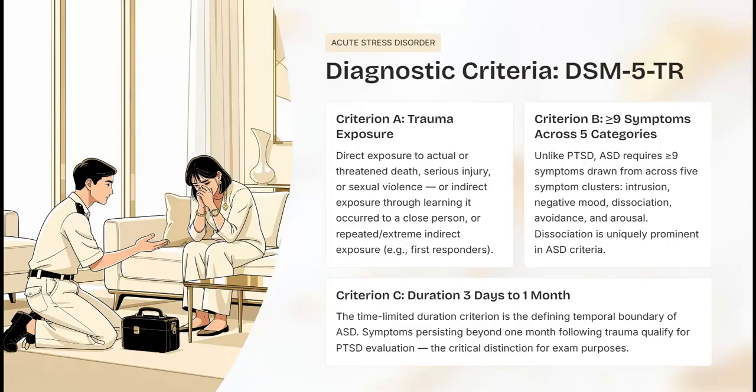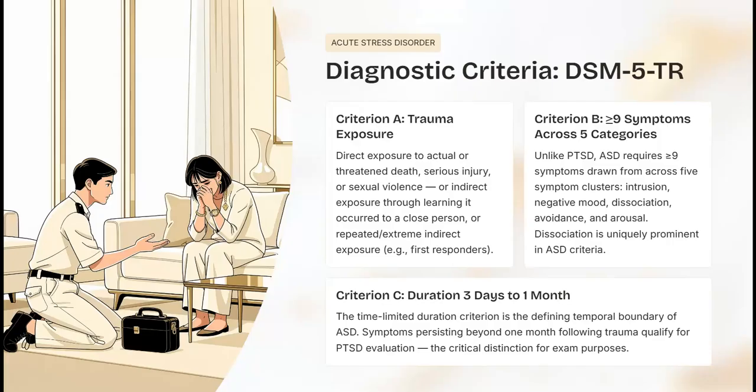And this is the foundation. Without trauma exposure, you can't diagnose acute stress disorder. So without some type of trauma, they don't have acute stress disorder. Acute stress disorder requires at least 9 symptoms, but they must come from across 5 different clusters. And those clusters are intrusion, negative mood, dissociation, avoidance, and arousal. And we'll go over that a little bit more on the next slide.